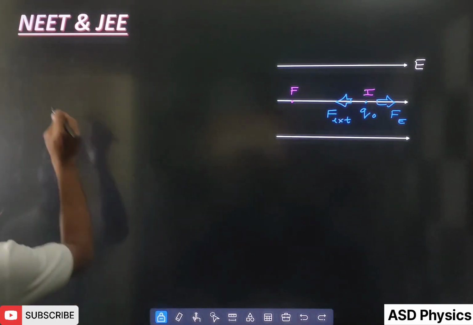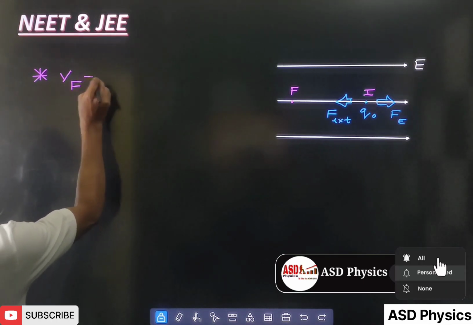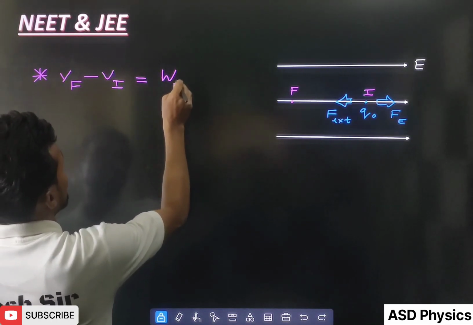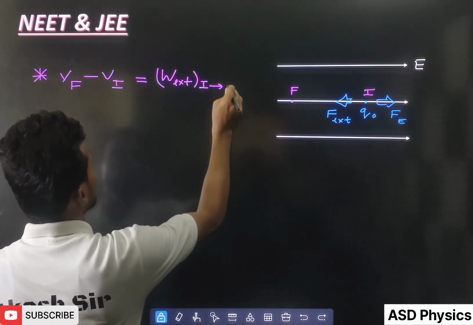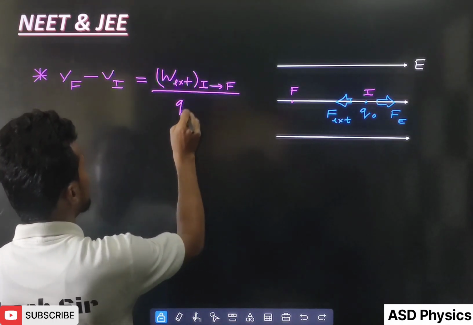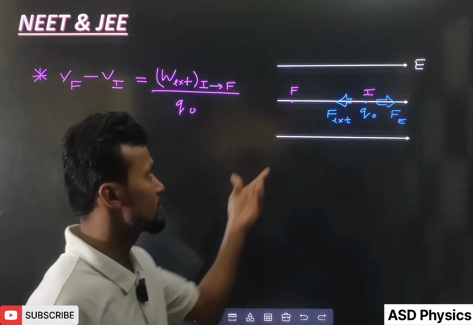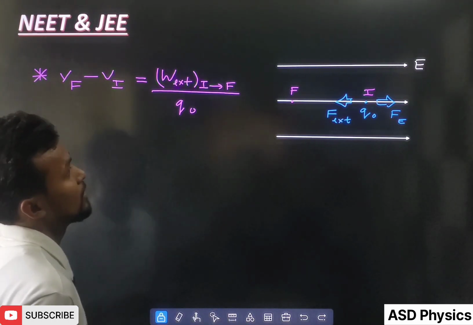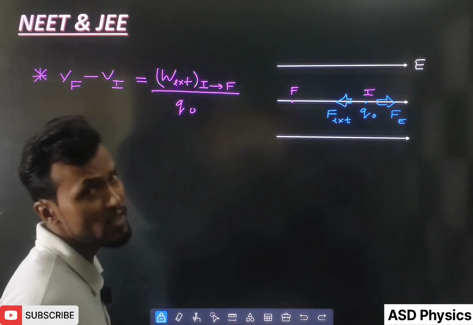Okay, so remember the concept here: the potential difference between these 2 points, that means final minus initial, is equal to the work done by the external force to move the charge from I to F divided by q naught, is it? So we can say the potential difference between points F and I is defined as the work done by the external force to move a unit test charge from I to F. That's why we are dividing by q naught.